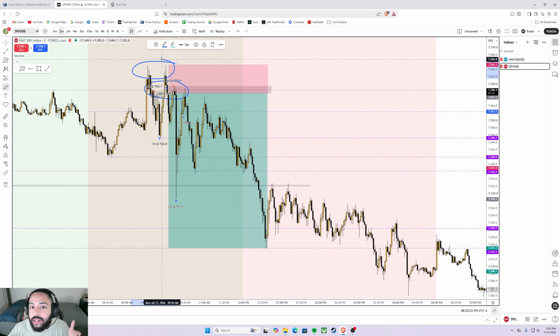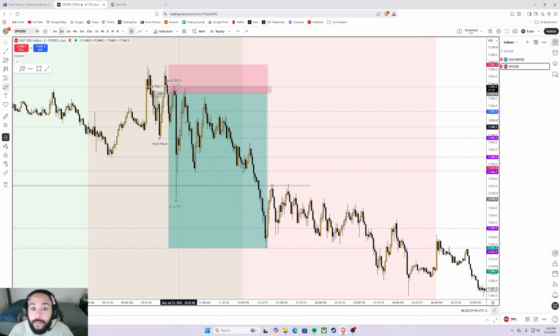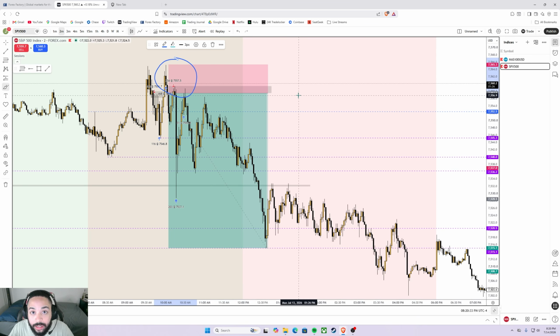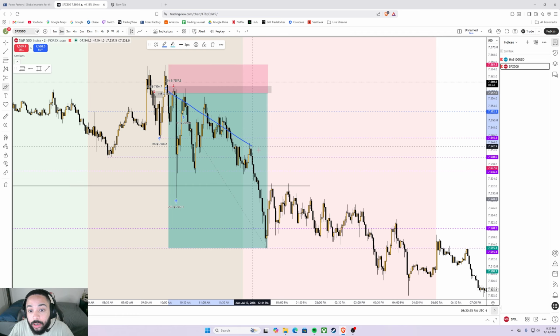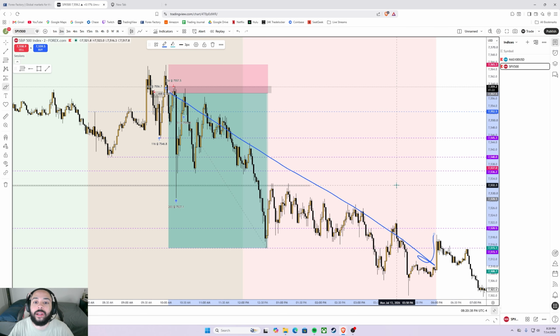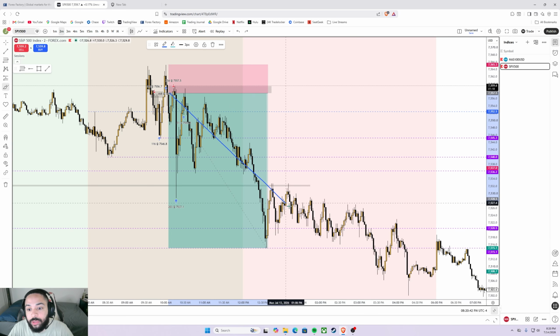This is the high of the New York session. I took a short at the top, at the very top, right? My stop loss above here, my entry up here. I took it at the peak of the New York session, and look at everything price did. There was some consolidation, but price eventually just began tanking lower, right?